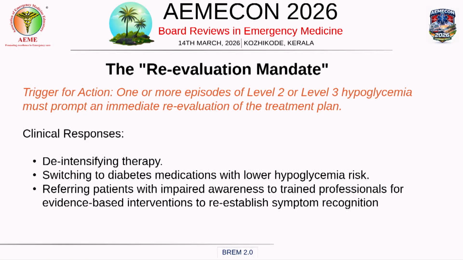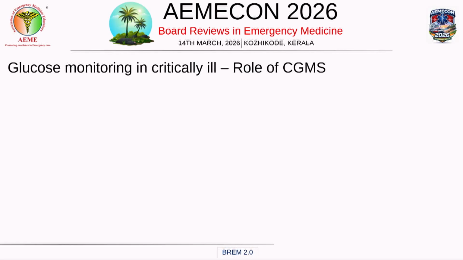Re-evaluation mandate: whenever there is level 2 or level 3 hypoglycemia, there must be immediate re-evaluation of the treatment plan, and the clinical response may be to consider de-intensifying the treatment, switching to medications that will not cause or will lower the risk of hypoglycemia, and also other causes of hypoglycemia should be evaluated.